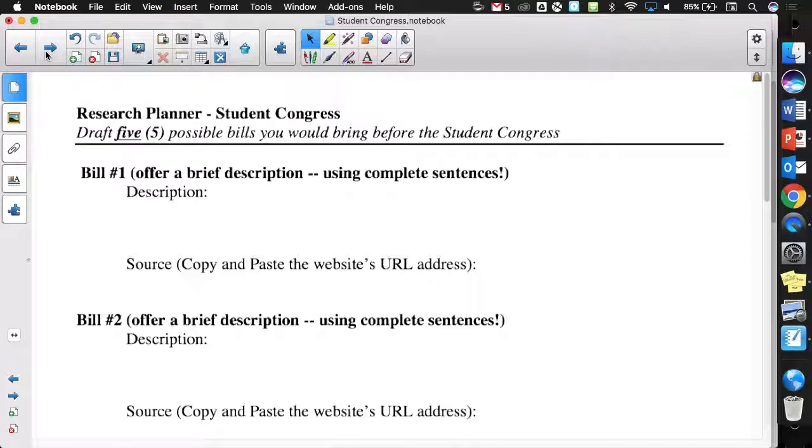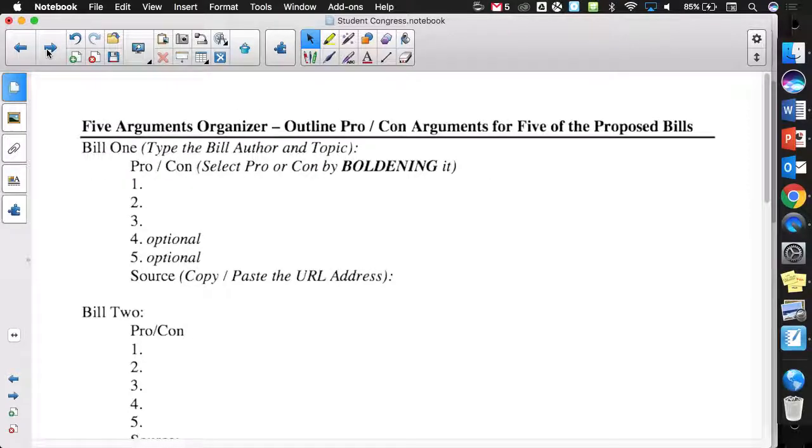We'll get into this later, but one of the homework assignments was a 5-argument organizer. We can't do it yet because we don't know what everyone else's bills are. But at that point, you're going to select 5 bills from the class, and let me know whether you are pro or con on it. You're not guaranteeing that you're going to pro-con those 5 bills, but at least you have ideas going for it.